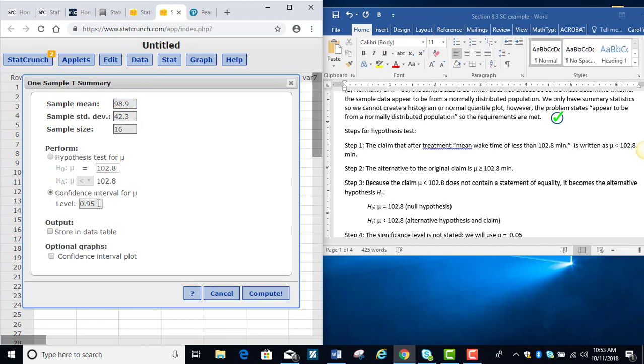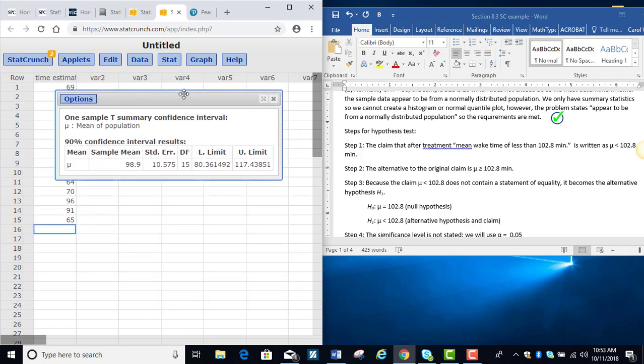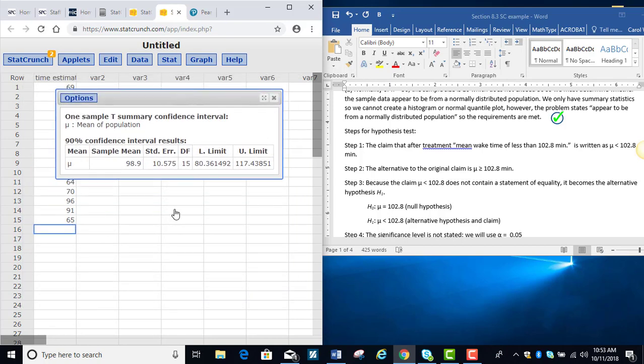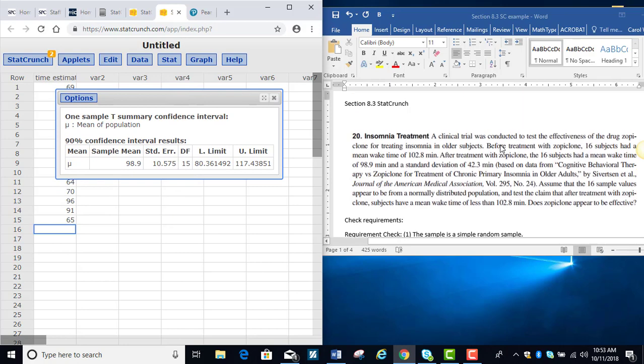And let's go ahead and do a 0.9. So we're 95% confident that the true mean wake time is between 80.4 minutes and 117.4 minutes. And notice this interval includes the hypothesized mean of 102.8.